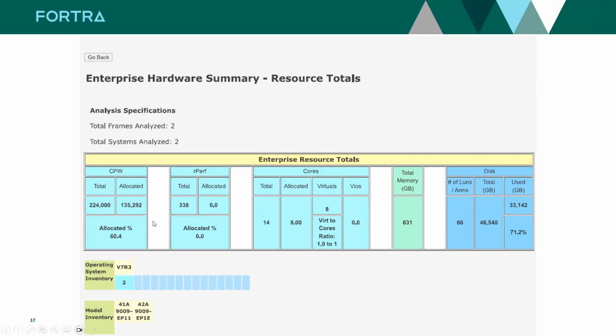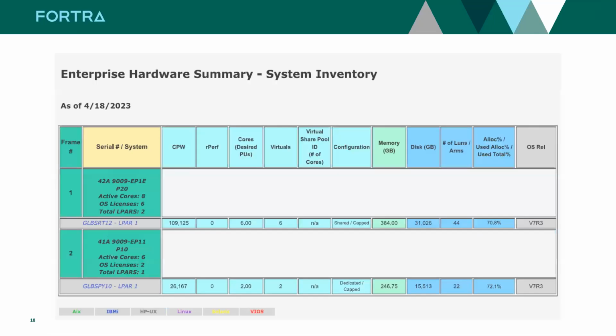So in order to be supported on a Power 10, for example, you may have to be at, not necessarily the highest TR level, but certainly probably one back anyway, on an operating system. And you can see the 2 different models, right? This customer had a 41A and a 42A. So on the next slide, you can see a little bit more detail about each frame, right?